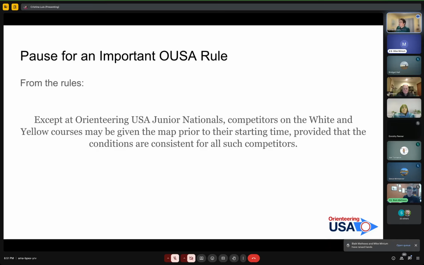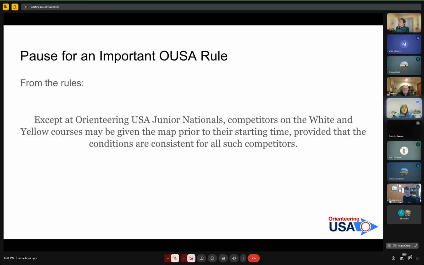Yeah, that's a good point. Blake, do you have another? No, that was my question. How much ahead of time? Because I've seen a couple of places where they say, okay, you get the map for 60 seconds before your clock starts, something like that. But I hadn't heard this particular rule. I wasn't aware that this was a regular thing for white and yellow.